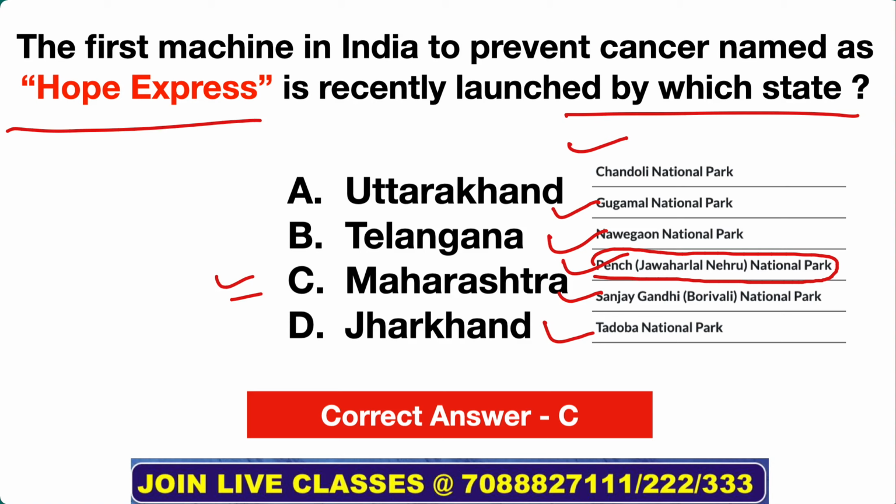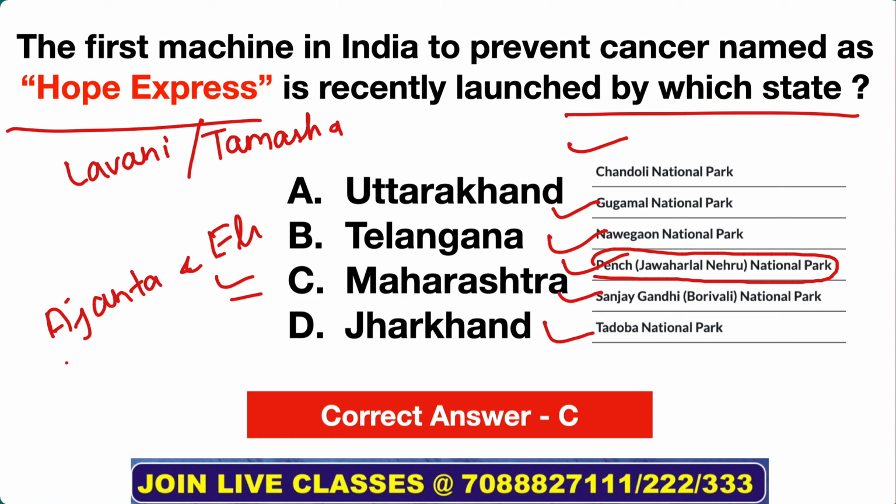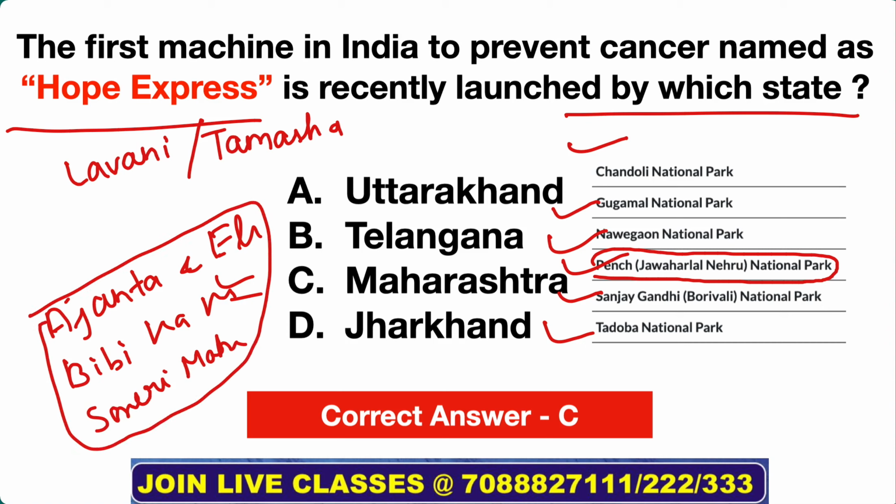And what are the important folk dances of Maharashtra? There are two important folk dances of Maharashtra. One is Lavani. And another is Tamasha. There are two to three important World Heritage Sites: Ajanta and Ellora Caves, Bibi ka Makbara, and Soneri Mahal. These are all located in Aurangabad.